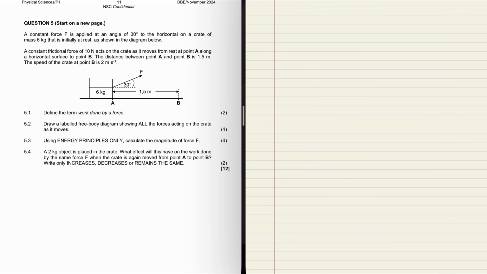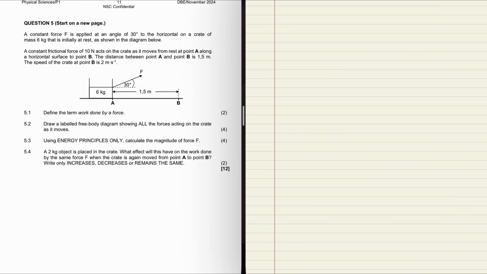Question 5 says a constant force of F is applied at an angle of 30 degrees to the horizontal on a crate of mass 6 kilograms that is initially at rest as shown in the diagram below. A constant frictional force of 10 newtons acts on the crate as it moves from rest at point A along a horizontal surface to point B. The distance between A and B is 1.5 meters. The speed of the crate at point B is 2 meters per second.